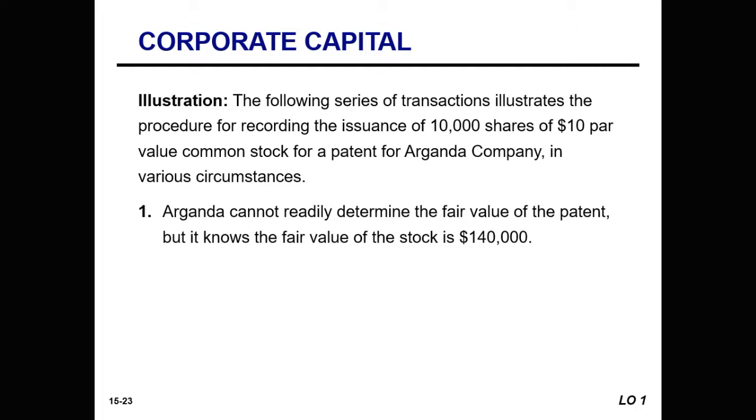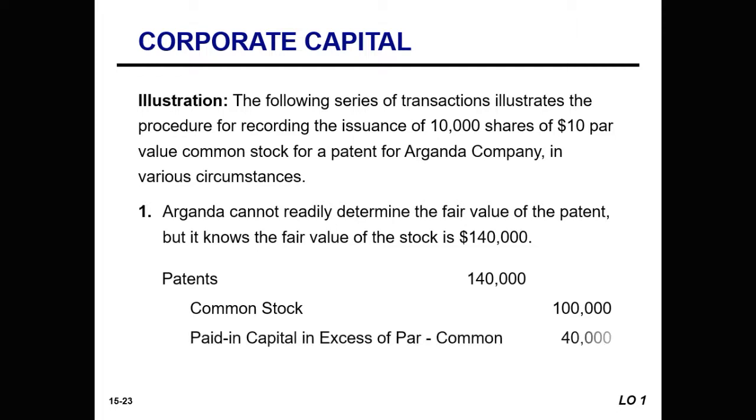Therefore, we would record patents for $140,000, common stock for $100,000, 10,000 shares, $10 par value common stock. And then an additional $40,000 would be credited to the paid-in capital in excess of par common.